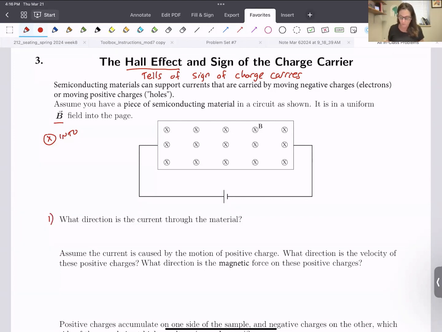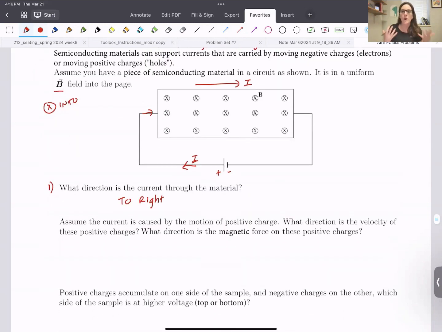And then it says, assume the current is caused by the motion of positive charges. So we basically can say, what if it is holes, positive charges that are moving? What would we expect? And then if that's what we observe, we know we have positive charges. If that isn't what we observe, then we would actually have our electrons flow. So assume the current is caused by the motion of positive charges. What's the direction of the velocity of these positive charges, right? So remember that current is in the direction of positive charge flow. So that means that our positive charges are also moving to the right. And this is again through the material that we're looking for.